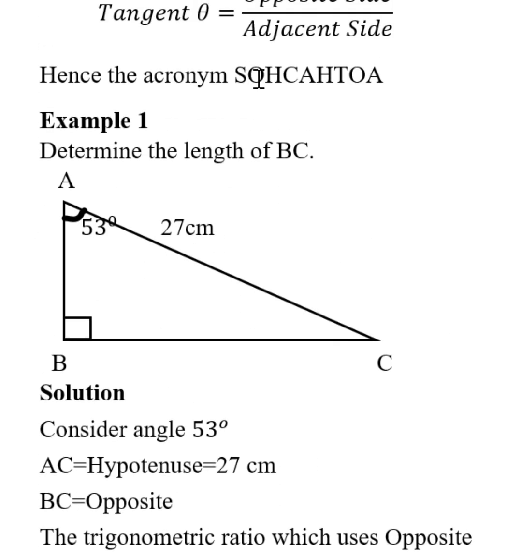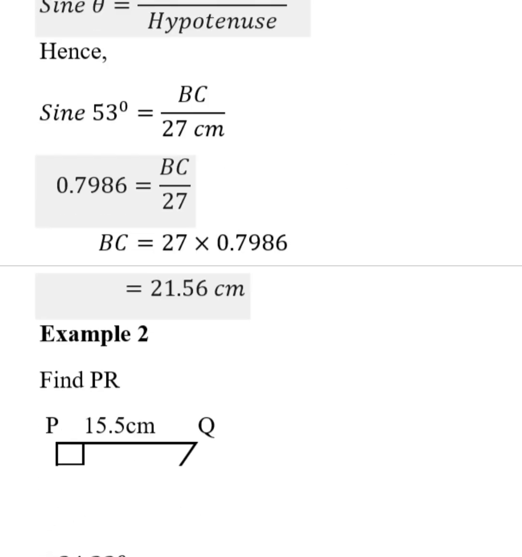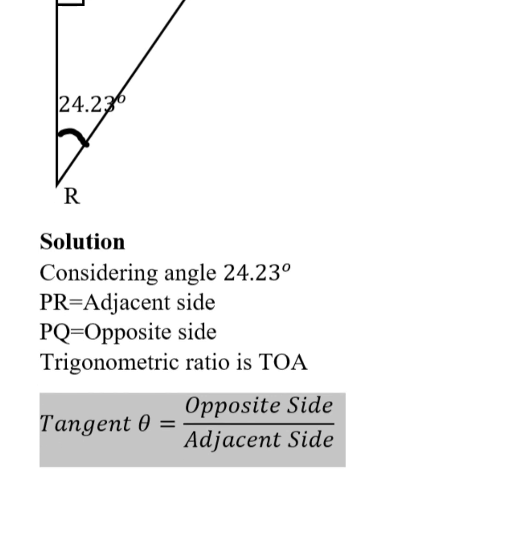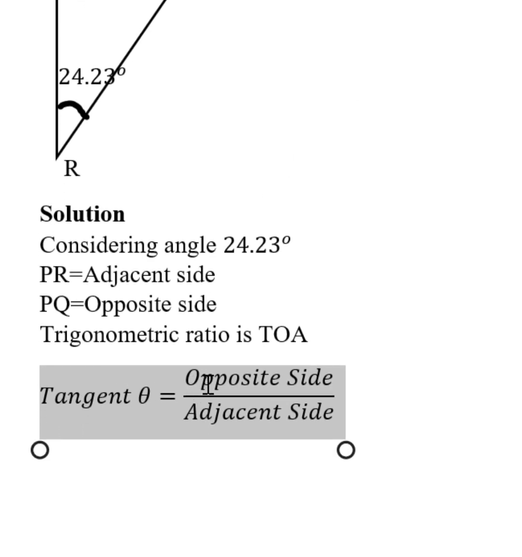Sine uses opposite and hypotenuse. We don't have hypotenuse. Cosine uses adjacent and hypotenuse. We don't have hypotenuse. Tangent uses opposite and adjacent. So we shall use tangent. Therefore, we shall say tangent theta is equal to opposite side over adjacent side.